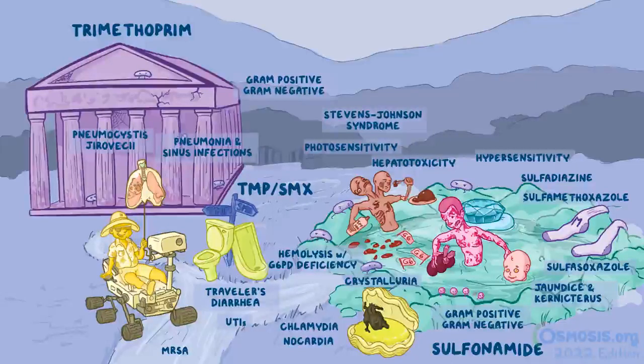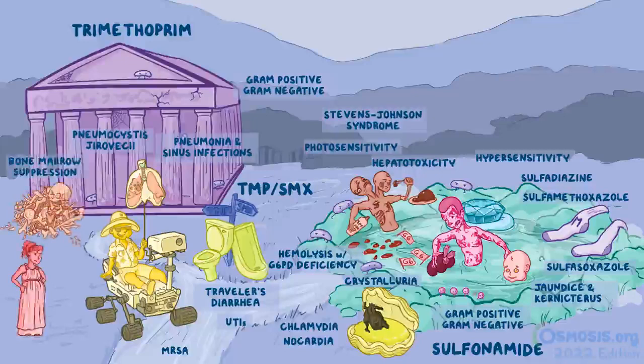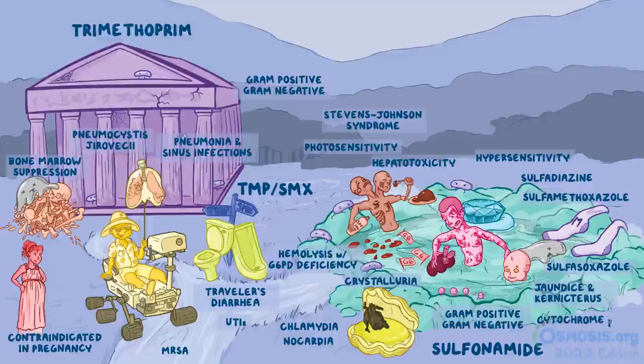Next, by the temple, there's a pile of broken bones for bone marrow suppression. A pregnant mother who came to pray is disappointed at how unkempt this temple is, which represents contraindication during pregnancy. And finally, let's put a dead chrome-colored cell in the sulfur pool and another on the pile of bones, since both medications inhibit cytochrome P450.